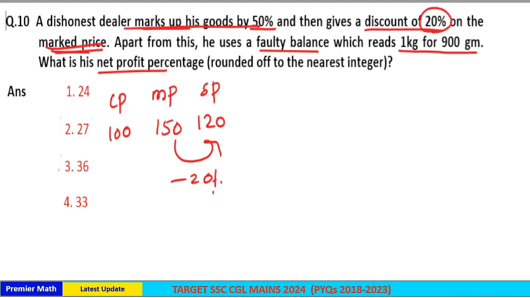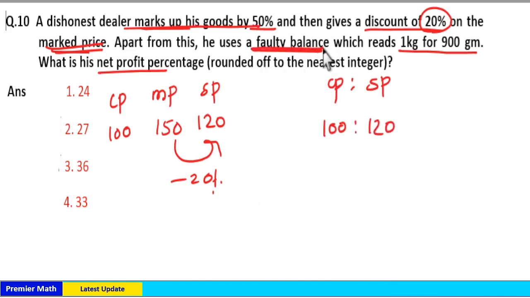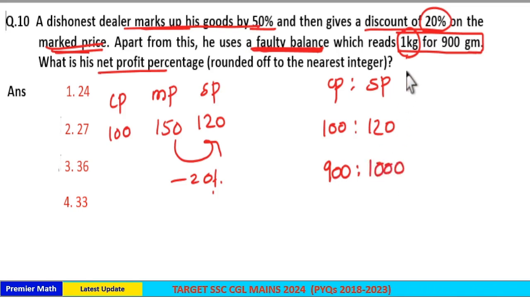Now take the cost price and sell price ratio. This 100 rupee product, the shopkeeper sells at 120 rupees. And he also uses a faulty balance which reads 1000 gram for 900 gram. That is, when you put 900 gram on this faulty balance, it reads it as 1000 gram. So when the customer asks for 1000 gram, this shopkeeper only gives 900 gram. That is, it only costs him the price of 900 gram, but he gets the price of 1000 gram because the customer pays for 1000 gram.